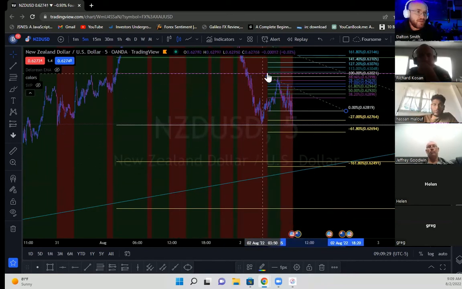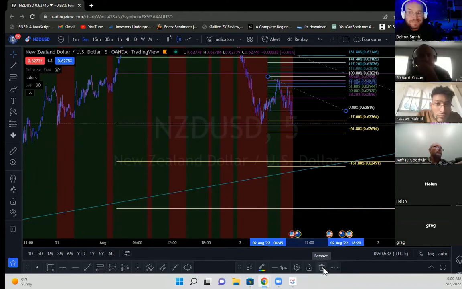So this is a Fibonacci inside the Fibonacci, which is a good confirmation. Everything is still on track. Everything is still moving correctly. We're going to continue with the trade. Does that make sense? Yeah, good. I hope so.